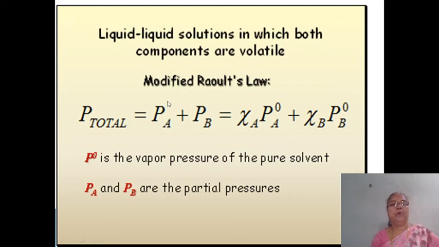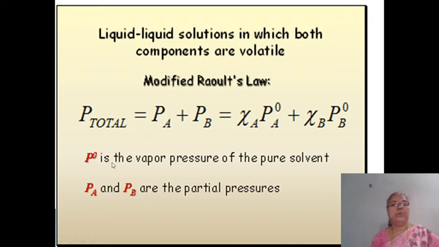Here, PA is equal to XA times P0A, where XA is the mole fraction of constituent A, and P0A is the vapor pressure of pure constituent A. Similarly, the partial vapor pressure of constituent B is equal to XB times P0B, where XB is the mole fraction of constituent B, and P0B is the vapor pressure of pure B.